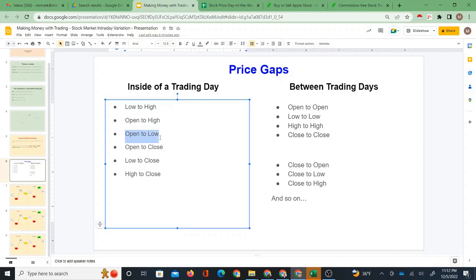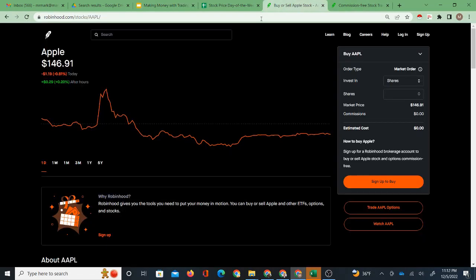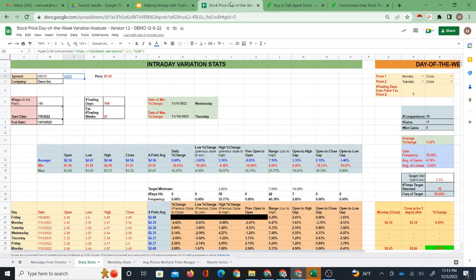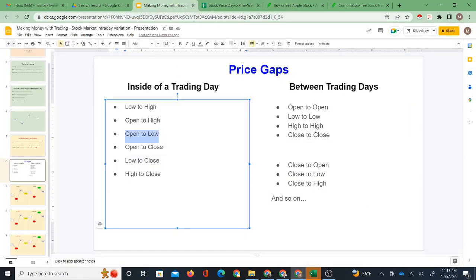You then have an open to low gap. It's the same idea. You take the distance from when it first opened versus how low it went, its lowest point, and the distance between those two numbers. I'm not calculating anything right now, I'm just explaining visually. I just want you to see what this is. This is the lowest point, and this was where it started. So it's how far apart those two numbers are, 148.97 versus 145.86. That distance. That's basically what these are.